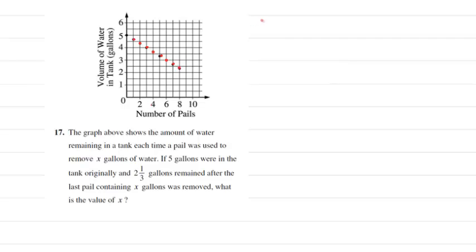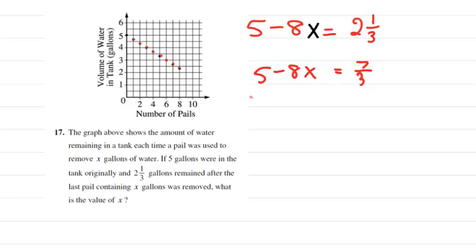So I had 5. I took away 8 pails of water, and that left me with 2 1/3 gallons. And instead of P, I'm going to go ahead and call it X because they said that each pail had X gallons in it. So we can go ahead and just go through our algebra. We need to convert the right-hand side into an improper fraction. 2 times 3 plus 1 is 7, so it's 7 over 3. 5 minus 8x equals 7 over 3.